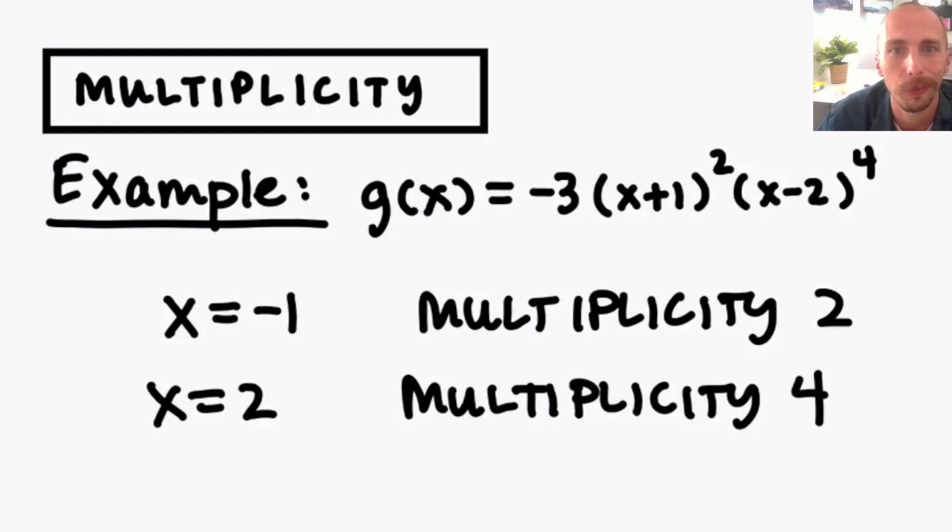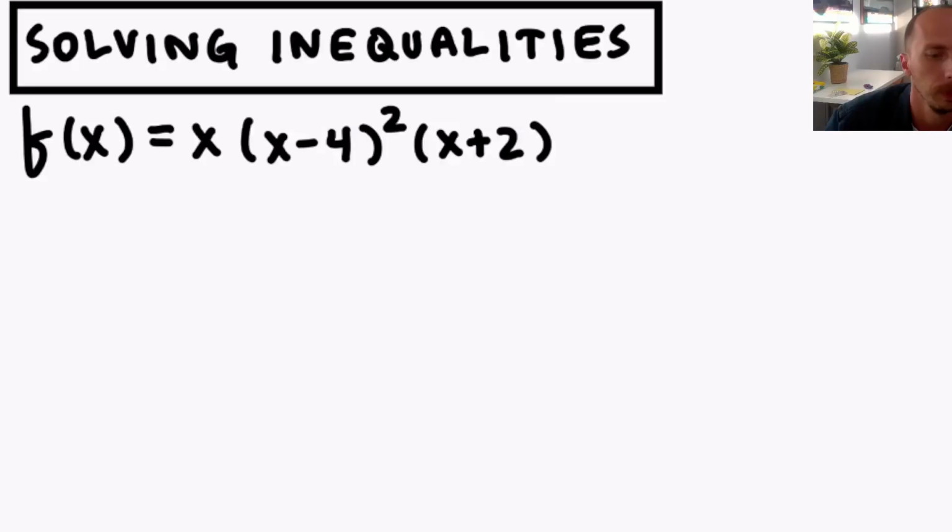That factored out negative 3 really affects the shape of the graph, for reasons that we've actually talked about a little bit so far in this class, but if you're not seeing it, I would be happy to show you again in the future. Okay, so that's the deal with multiplicities. Let's go ahead and use these on solving some inequalities.